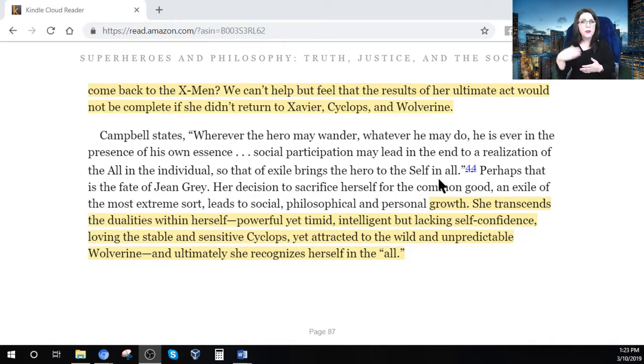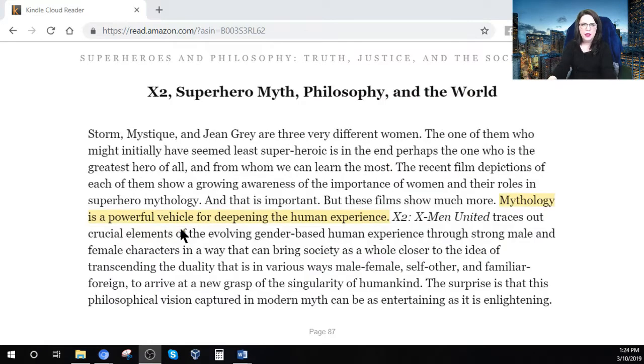So Housel knows that Jean Grey does come back as the Phoenix, and she has found a quote that supports that, which is great. I mean, she's tying together the movies, and I'm very appreciative of that. And Housel says that Jean Grey transcends the dualities within herself, and that she becomes a hero. After she's walked you through the Storm, the Mystique, and the Jean Grey examples, she reminds you of her claim, but she says it in other words. She says mythology is a powerful vehicle for deepening the human experience.